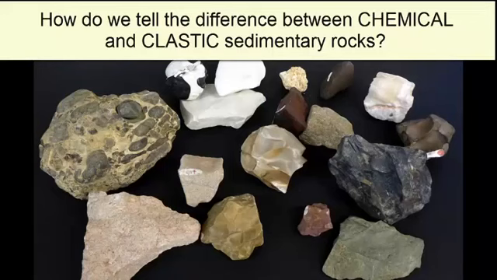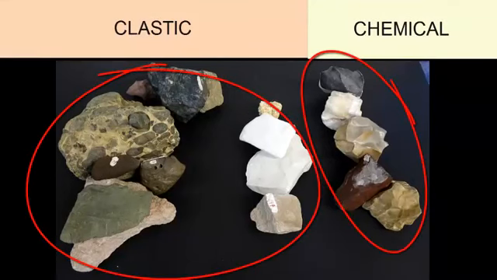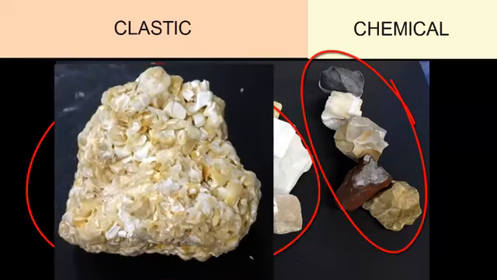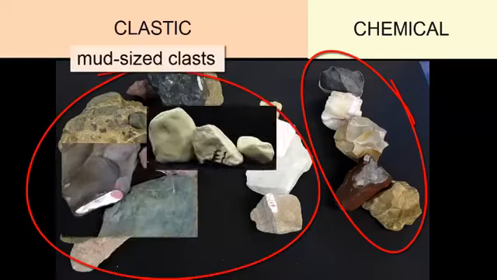This pile of rocks contains both. So the first thing we can do with this pile is separate it into two piles based on texture. When we can see with our naked eye or with a hand lens individual grains stuck together, we know it's clastic. When we can't see grains, it's harder.